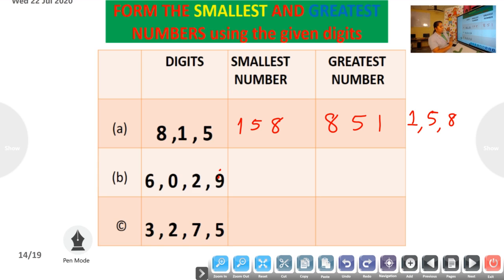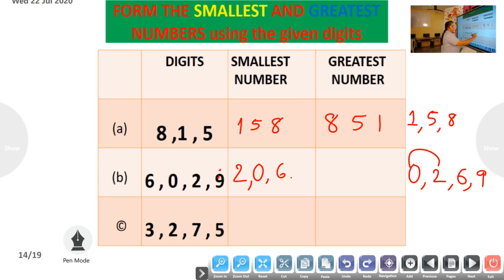Which is the smallest number here? See, the smallest number is 0. Yes, 0 is the smallest. Then 2, then 6, next is 9. If there is any number that starts with 0, can you say a number starts with 0? No, there is no number that starts with 0. So we have to rearrange it. We have to write 2 as the first digit, and 0 as the second digit. Is it clear? No number starts with 0.